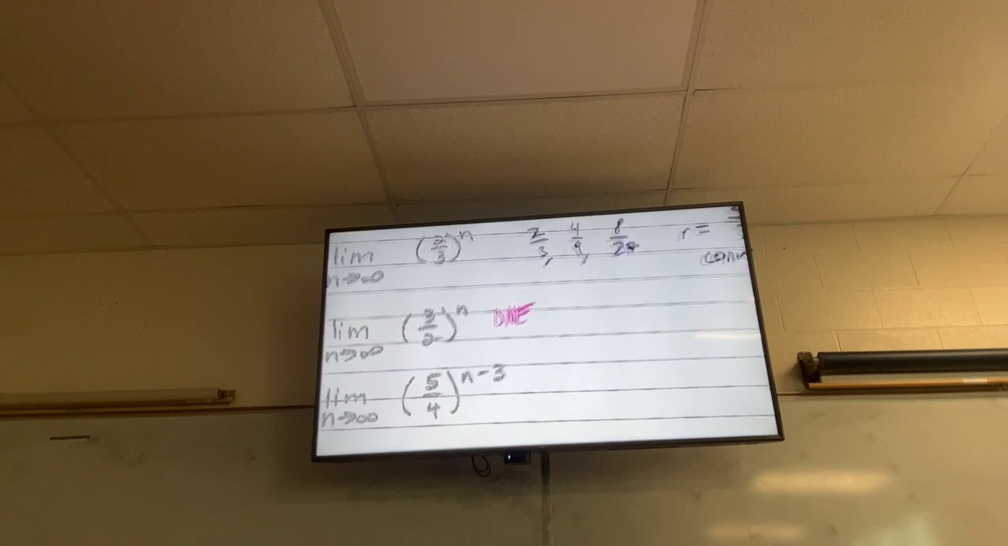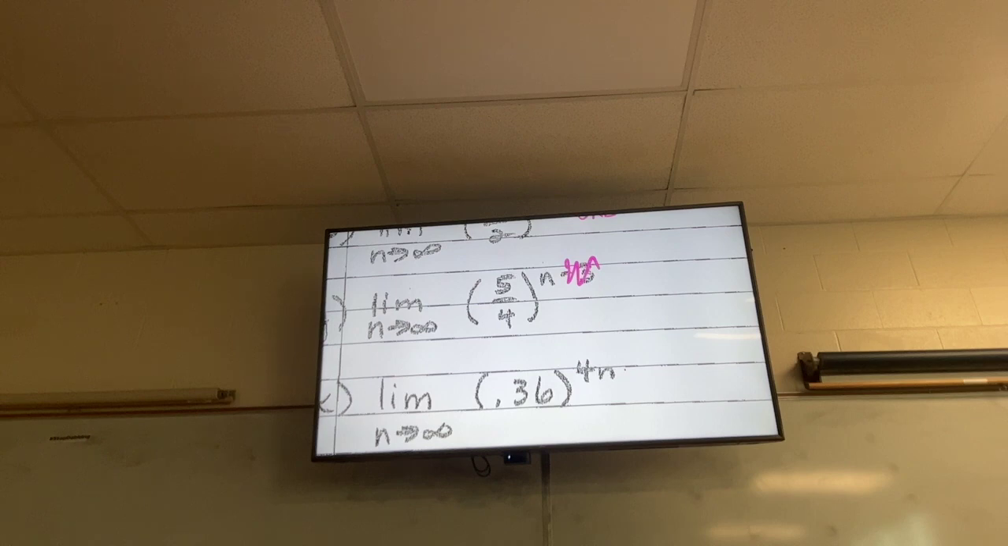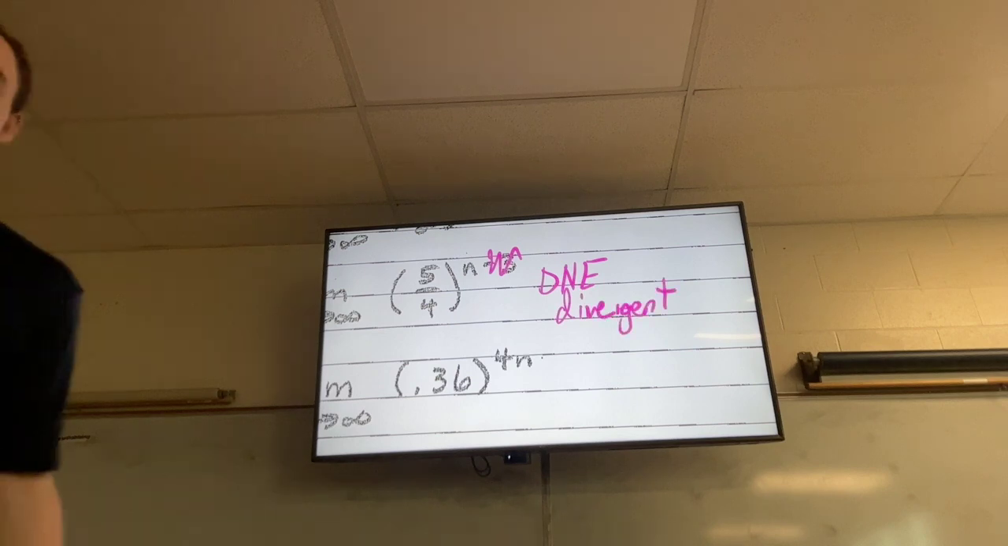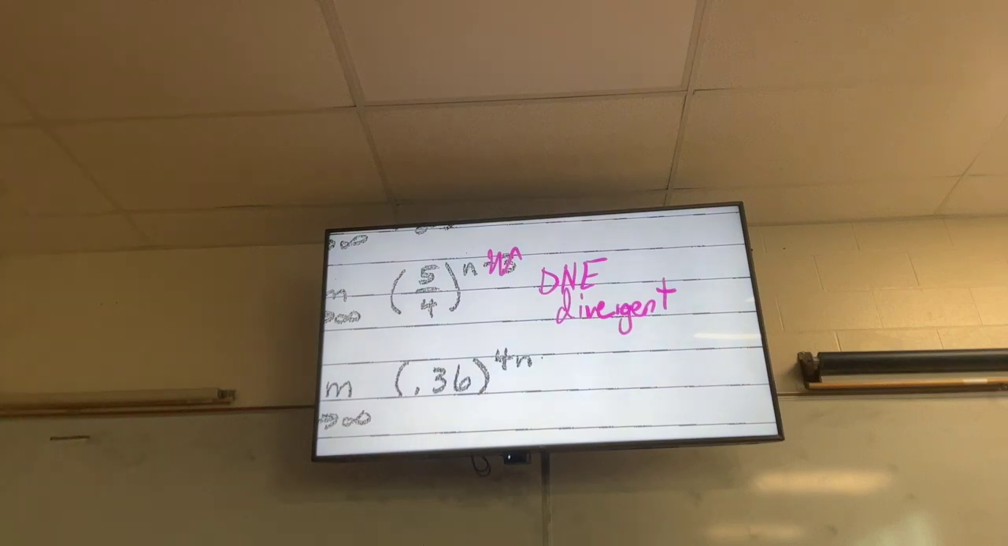Same thing here. Is this convergent or divergent? Don't let them throw you off. That -3 is irrelevant. So this is a DNE, does not exist. Or you can write divergent or does not exist. Don't write that it equals infinity. That's a pet peeve of mine. A number can't equal infinity. Infinity is an adjective. It's not a number.